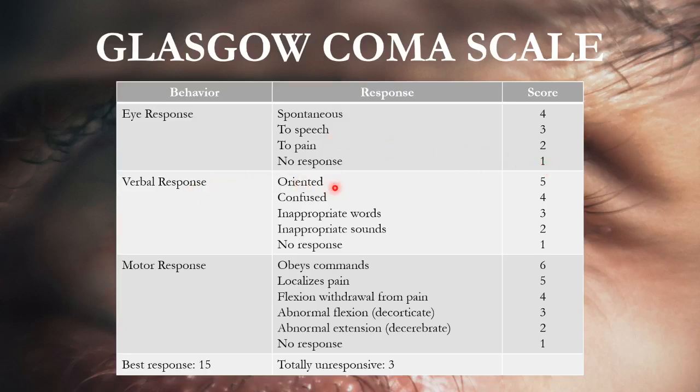Verbal response: the patient is orientated to name, place, time, person. You ask the patient, can you tell me where you are right now? Can you tell me what day it is? What do you think the time of the day is? If all the questions have been answered correctly, the patient is orientated to person, time, and place, so you give a score of 5. If the patient says, I'm at home, but he's in the hospital, he may be confused, so you give a score of 4.